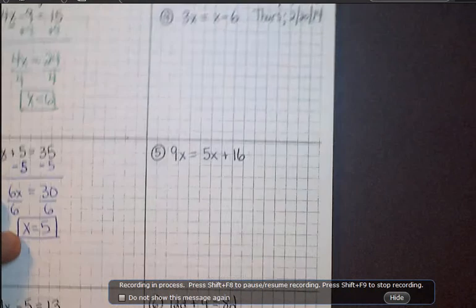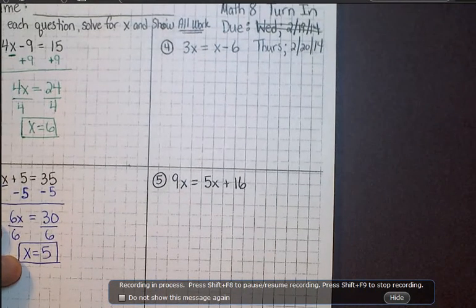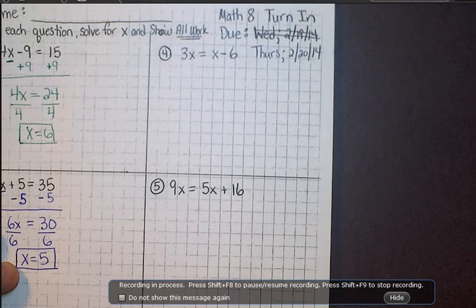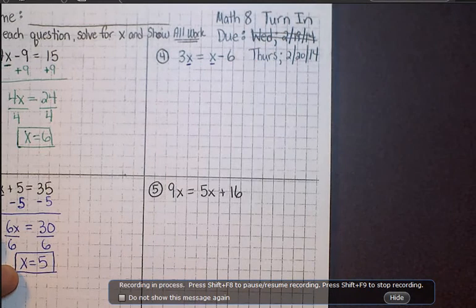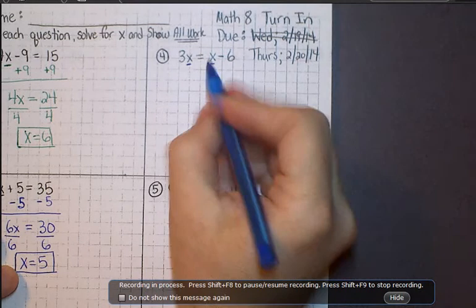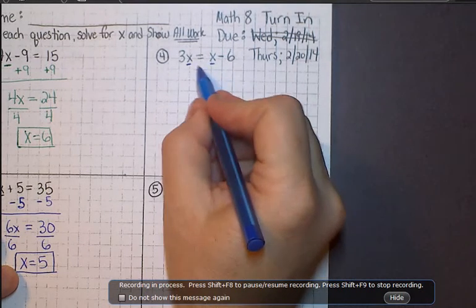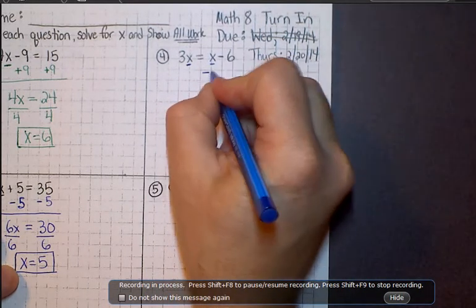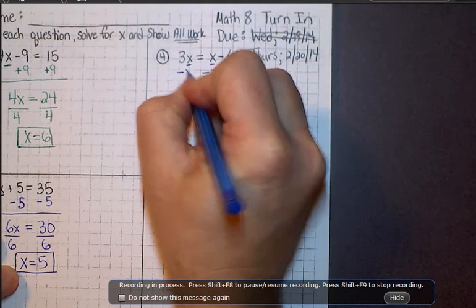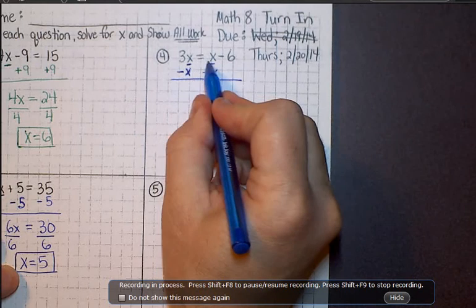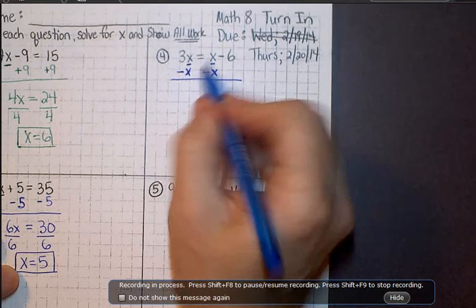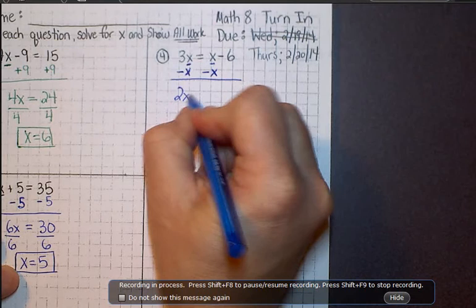Next one, number 4, up top. This time we have x's on both sides of the equation. Notice we have x's on both sides, so our goal is to try to get the x's together first. What we want to do is bring this x over. Now, we talked about this in class a couple different times. We can either look at this as subtracting x from both sides to get it together with the other 3x. We can't just put them together because they're on opposite sides of the equal sign. So subtract it from both sides, and we're going to get 2x is equal to negative 6.